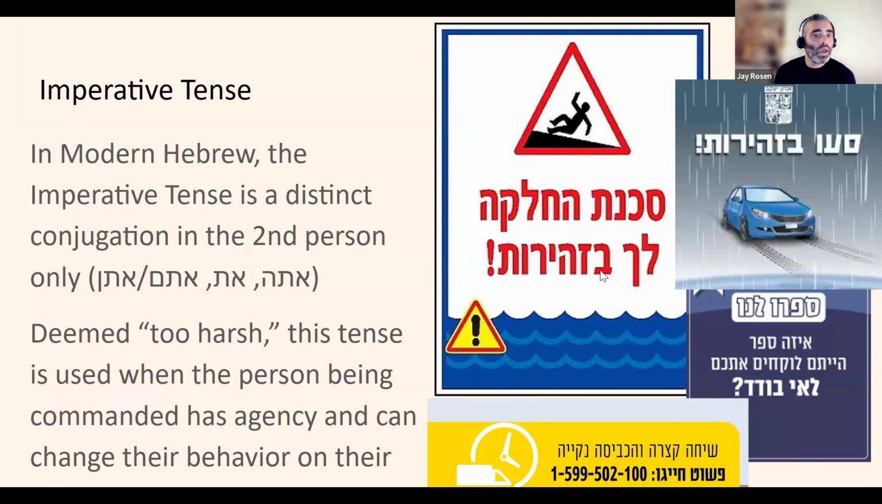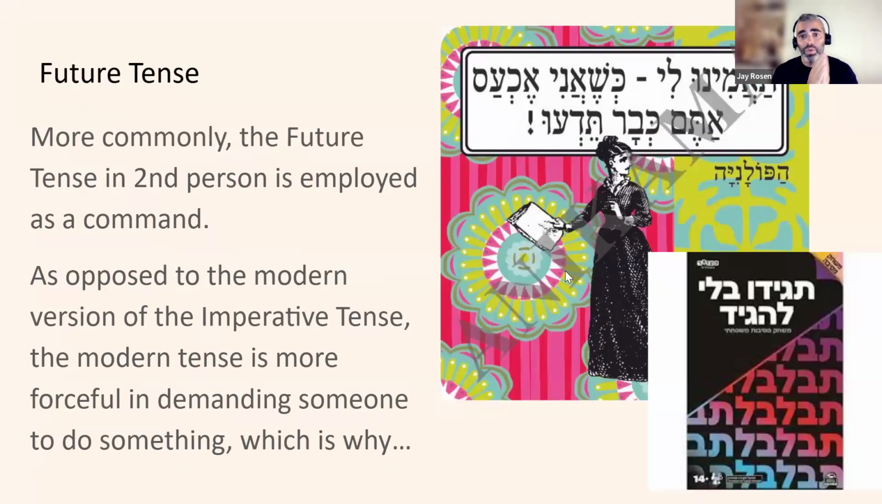Okay, we've now looked at the imperative tense. Let's look at one that you see, number one, much more often, and number two, many of you are already familiar with how to use, which is future tense. One of the things in modern Hebrew is that we use less the imperative tense and much more the future tense, right? The future, you shall or you will do something, second person. More commonly, the future tense in second person is employed as a command. As opposed to the modern version of the imperative tense, the future tense is more forceful in demanding someone to do something. That may seem counterintuitive, right?